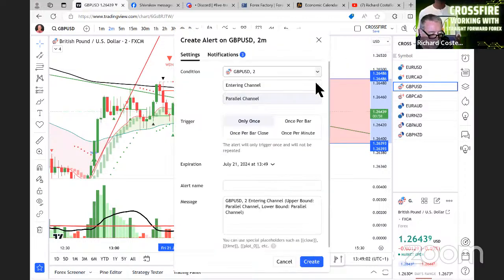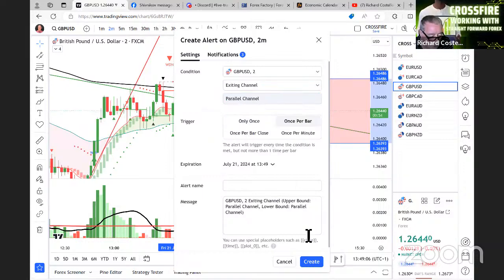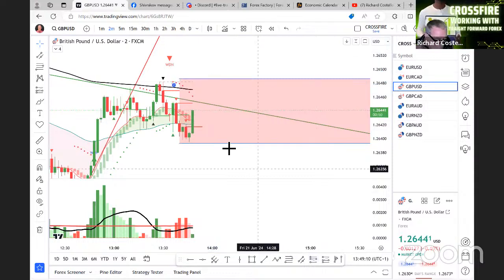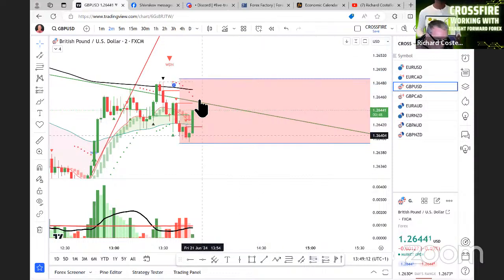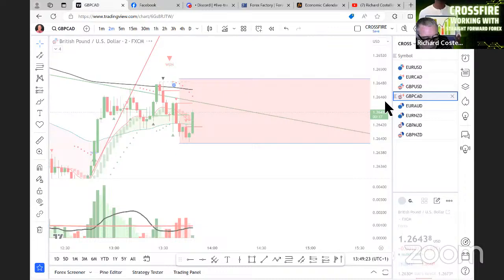So GBP USD exiting the channel, once per bar, clear. So again, price is moving sideways. I need it to make a strong move upwards or a strong move downwards. And then I'll come back and reanalyze. GBP card.